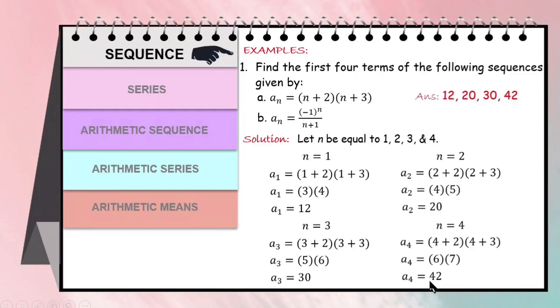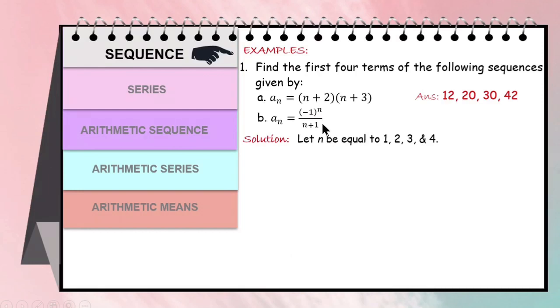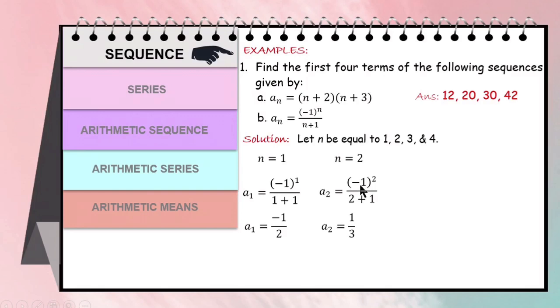We do the same process for letter B. Replace n by 1, so a sub 1 is negative 1 half. Negative 1 raised to 1 is negative 1 over 1 plus 1 is 2. When n is equal to 2, a sub 2 is 1/3. Negative 1 raised to 2 is positive 1 over 2 plus 1 is 3.